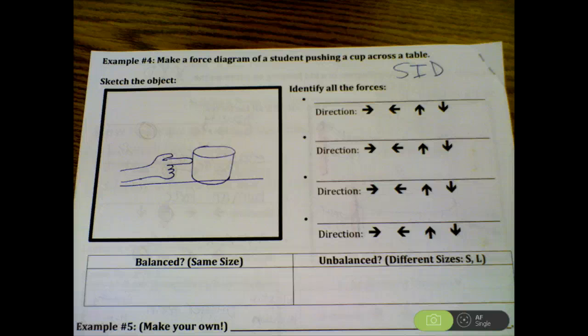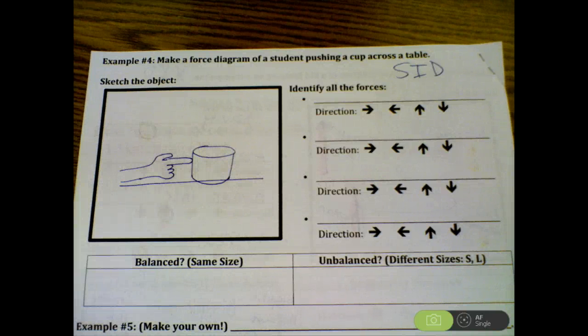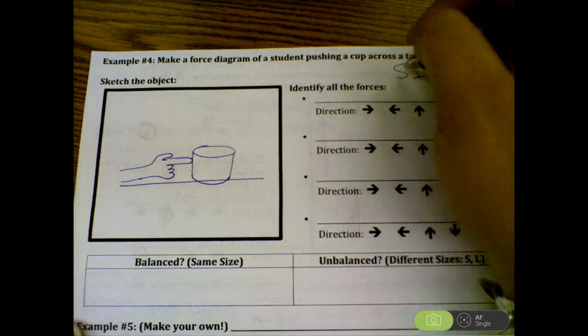So the way I have drawn my picture, the cup is going to ultimately go to the right. Depending on which side you put your person on, your force diagram may look a little different as long as you have all the same stuff that I do. Just apply it to the way that you drew your cup. Anyway, so we've sketched the object and crossed that off.